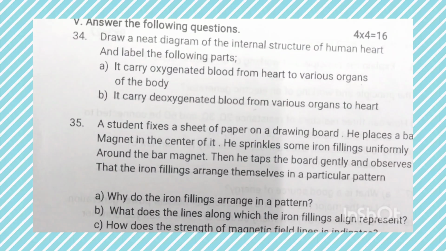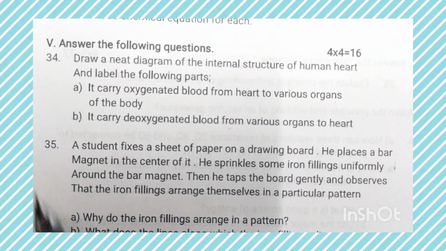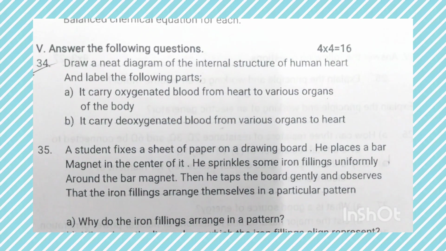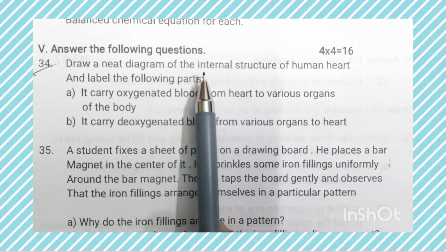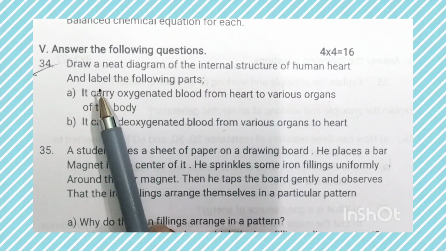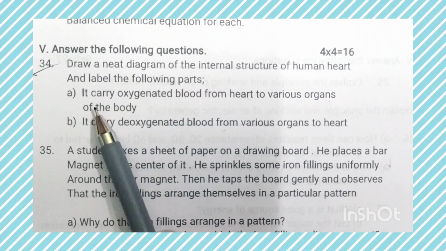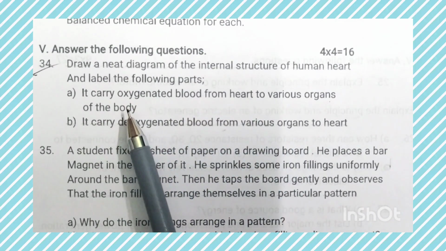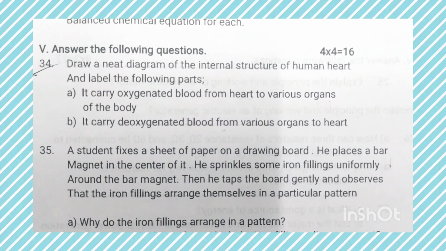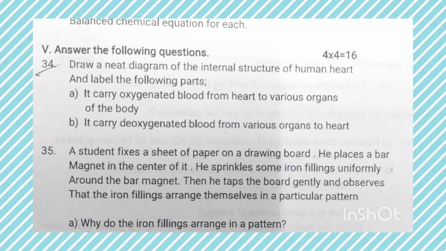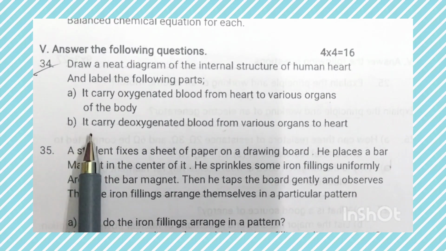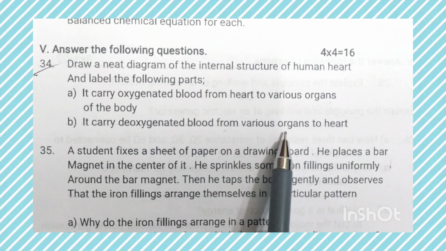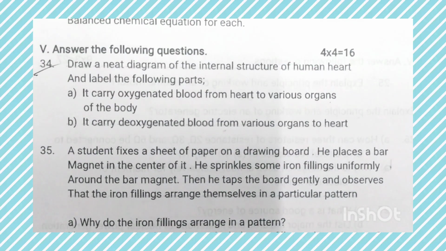Now let us move to the 34th question, that is a 4 marks question. Draw a neat diagram of the internal structure of the human heart and label the following parts. It carries oxygenated blood from the heart to various organs of the body. It is nothing but the biggest artery. The second one: it carries deoxygenated blood from various organs to the heart.